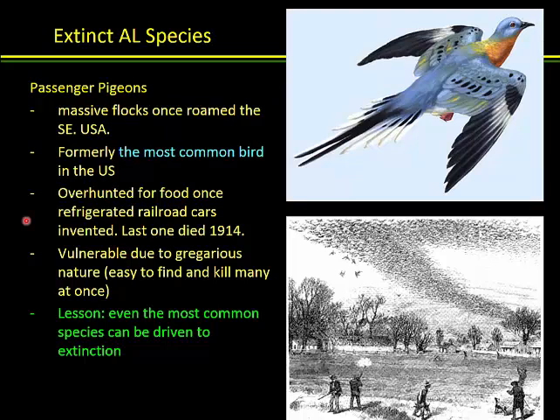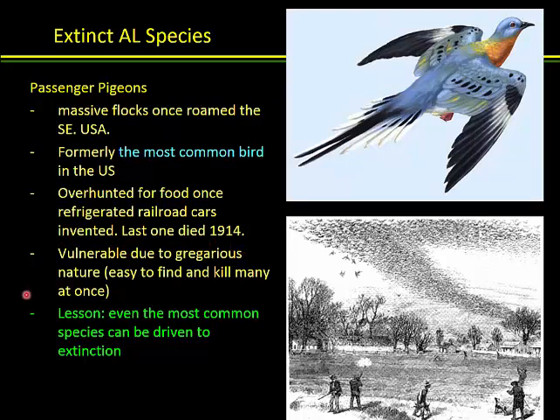And they were so efficient in doing this with the hunting that they basically killed out nearly every one of them, although there was one that was kept in captivity and it died in 1914. So the lesson here is that even the most common species can be driven to extinction. In this case, this bird was prized because of its meat and the fact that it was very gregarious. It liked to hang out in large groups.